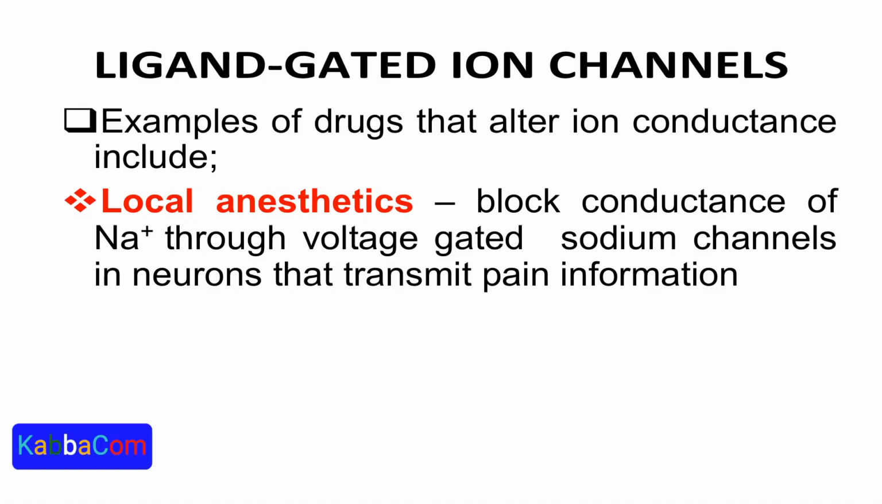And what are the examples of drugs that follow this? We have examples like local anesthetics, which you know what they are used for. They basically block pain, so they block nervous transmission of pain. And examples like lidocaine block sodium conductance through what we call voltage gated sodium channels in the neurons, and therefore prevent transmission or the interpretation of pain.